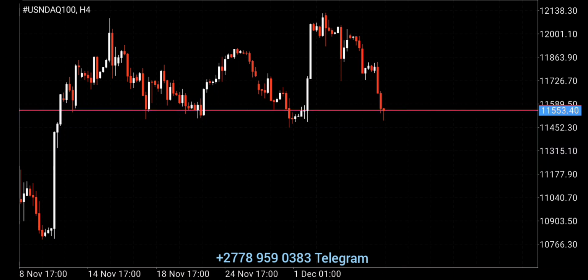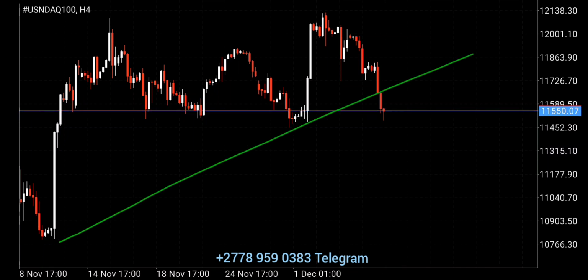So now this is our H4, and the trend line on H4 still looks the same. It's there, and we do have this. Right, you do have that, and you do have this as your nearest resistance.